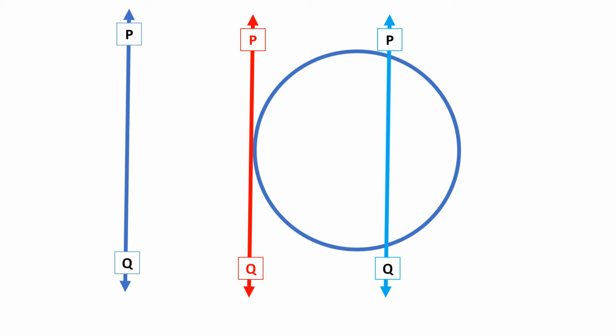When the line intersects with the circle at one and only one point, we say that it is tangent to the circle. And when the line intersects at 2 points, then we say that it is a secant of the circle. So here it is very clear that the line which is intersecting the circle at one and only one point is the tangent to the circle. You can see here the red line is showing the tangent of the circle.